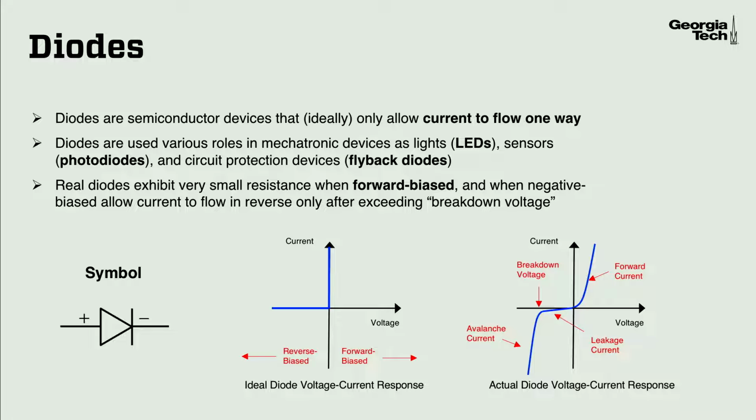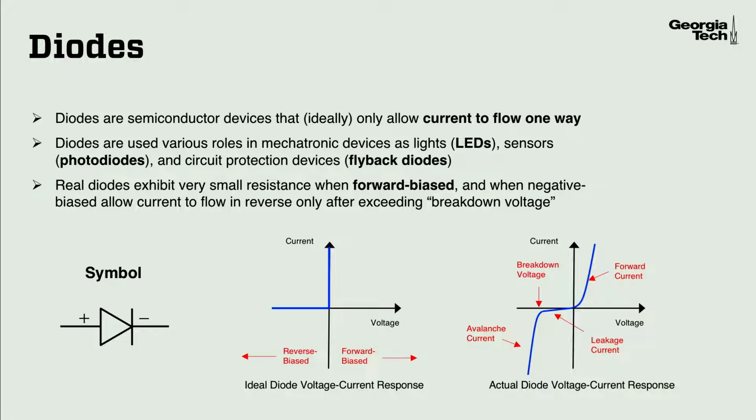Now, the symbol for a diode is shown at the bottom left, and the ideal voltage-current response for a diode is shown in the center plot in the slide. You can see that for any negative voltage, no current passes through the diode. And then as soon as the voltage becomes barely positive, the diode doesn't inhibit current flow in any way, so it essentially has zero resistance. When the voltage drop across a diode is in the negative direction, we call that a reverse bias. And when it's a positive voltage across a diode, we call that a forward bias configuration.